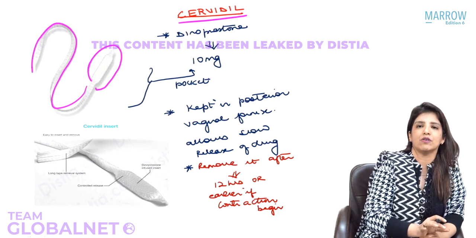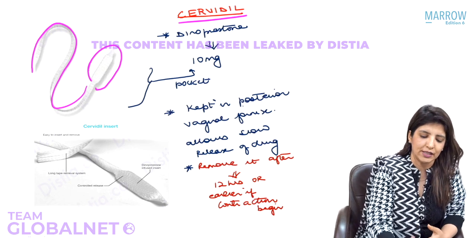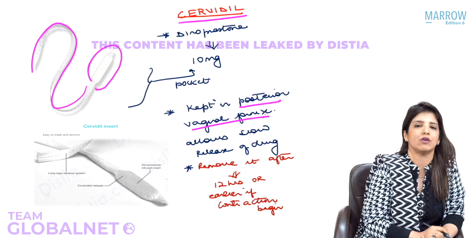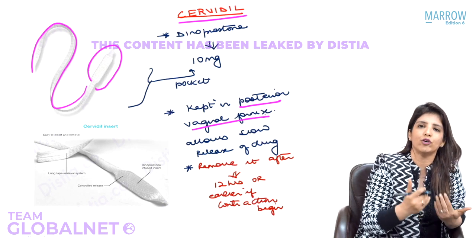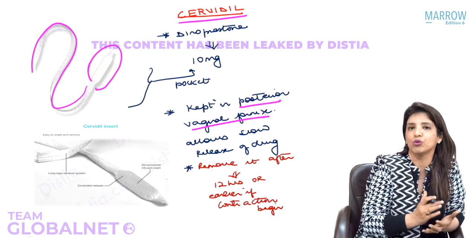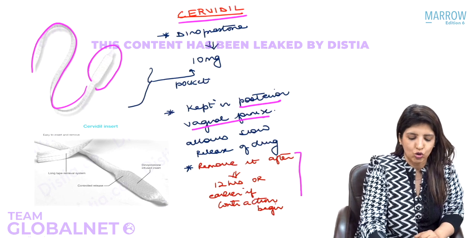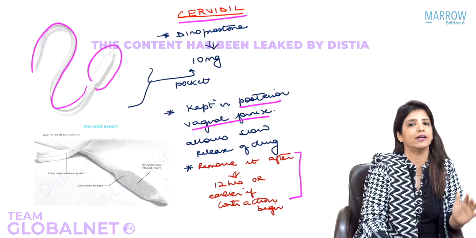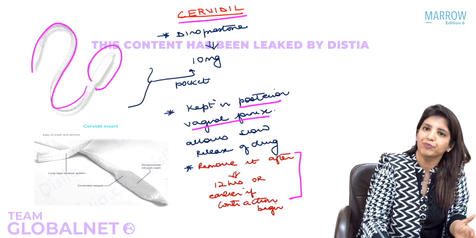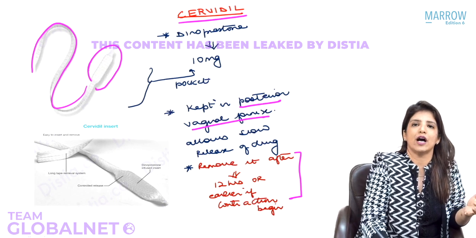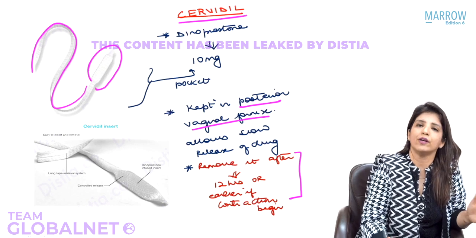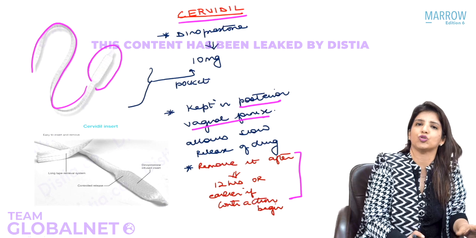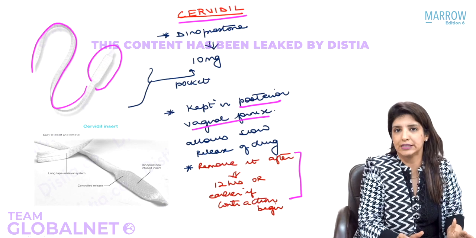And this Cervidil has to be put in the posterior vaginal fornix. When you place it in the posterior vaginal fornix, the dinoprostone is going to slowly infuse from there. And it has to be removed after 12 hours, or you can remove it earlier if the contractions begin. Right? So after every 6 hours, you won't have to put a Cerviprime gel. Here we have a long release formulation of dinoprostone in the form of Cervidil these days.